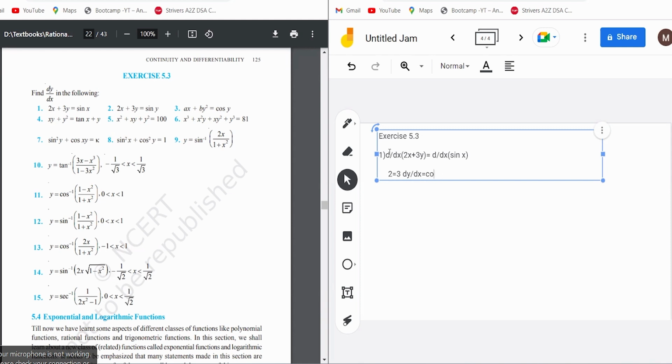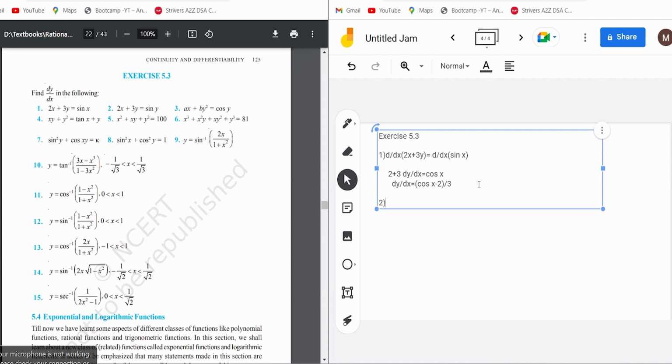So from here, we can say that it would be 2 plus 3 dy by dx equal to cos x. Okay. So from here, we can say that dy by dx is nothing but cos x minus 2 divided by 3. Here it would be bracketed. So it is that simple. You have to just differentiate both sides, nothing else. So this is our first question.